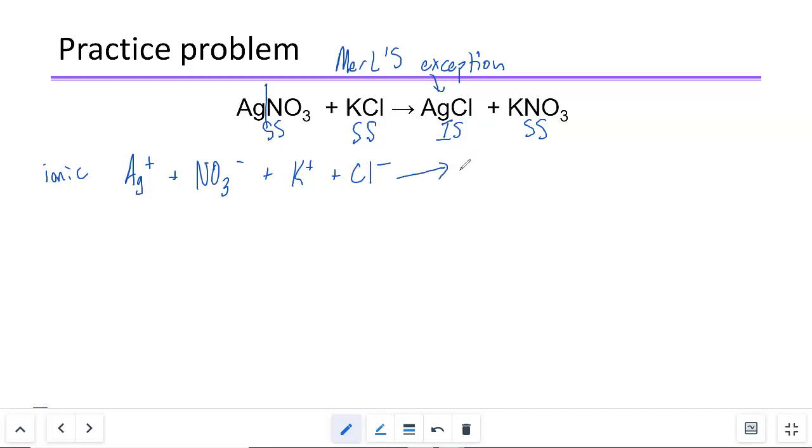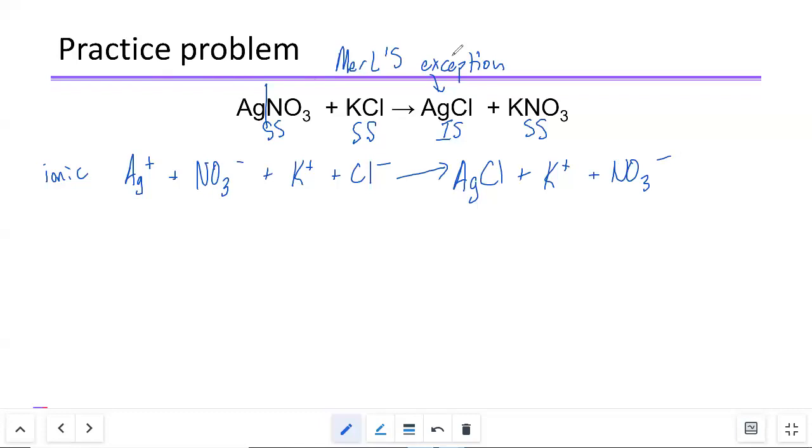Silver chloride is insoluble, so it's a non-electrolyte because it doesn't dissolve in the first place. You have to dissolve in water to conduct electricity. And then potassium nitrate: potassium ions, nitrate ions. So that's my ionic equation. Everything that was soluble got split apart. Everything that was insoluble stayed together.